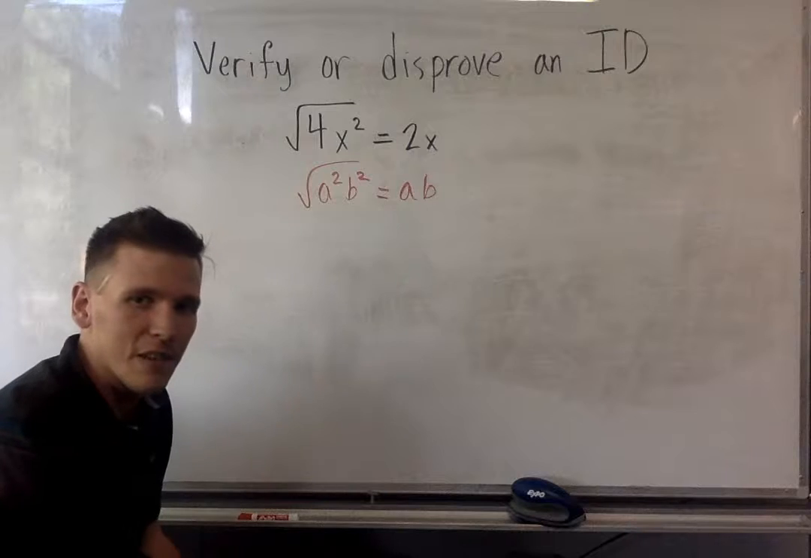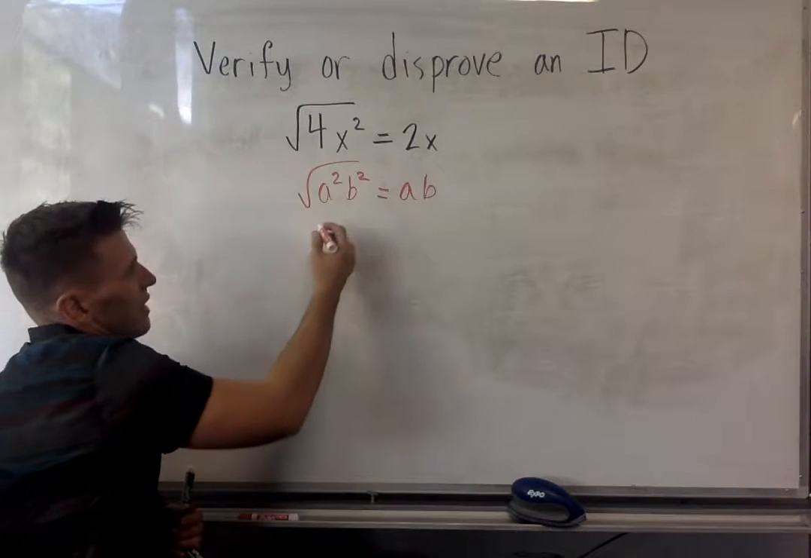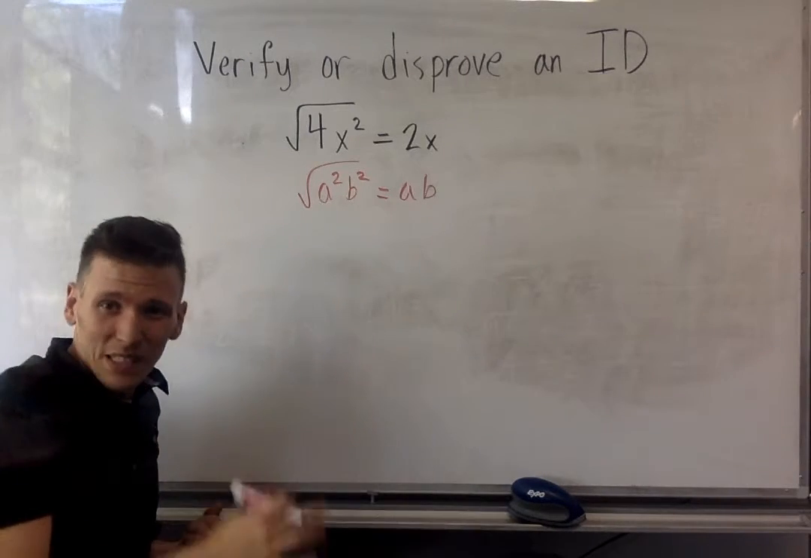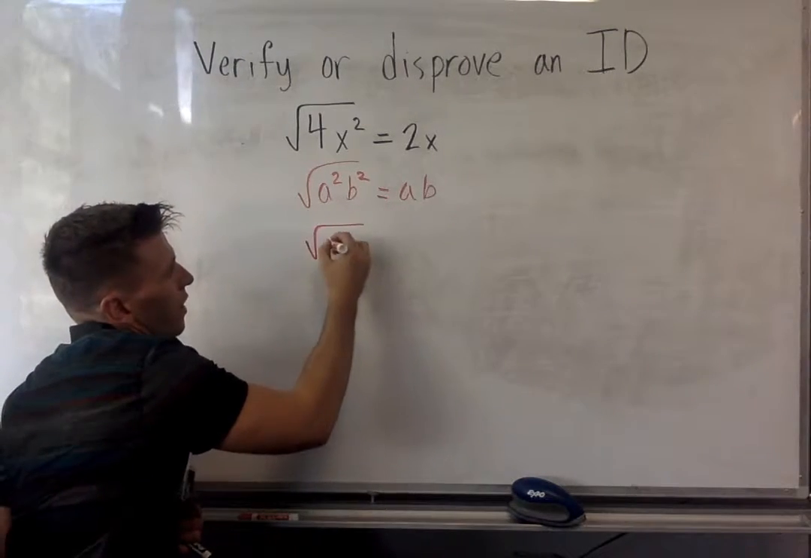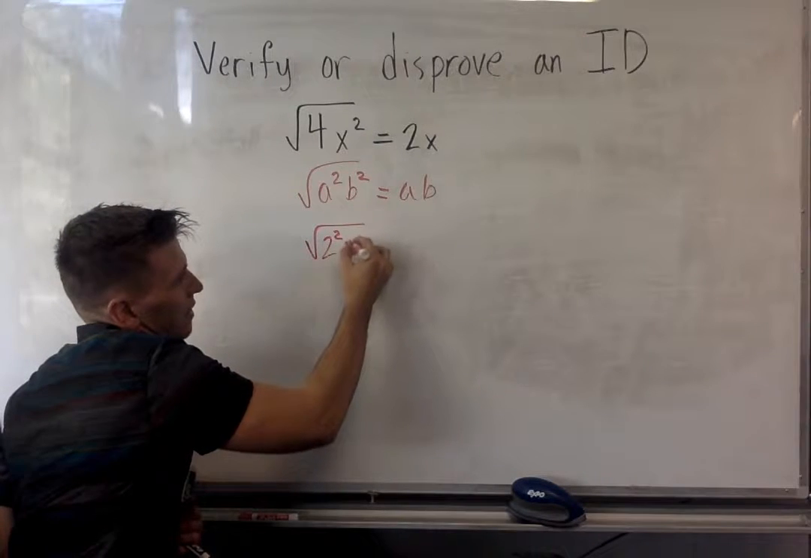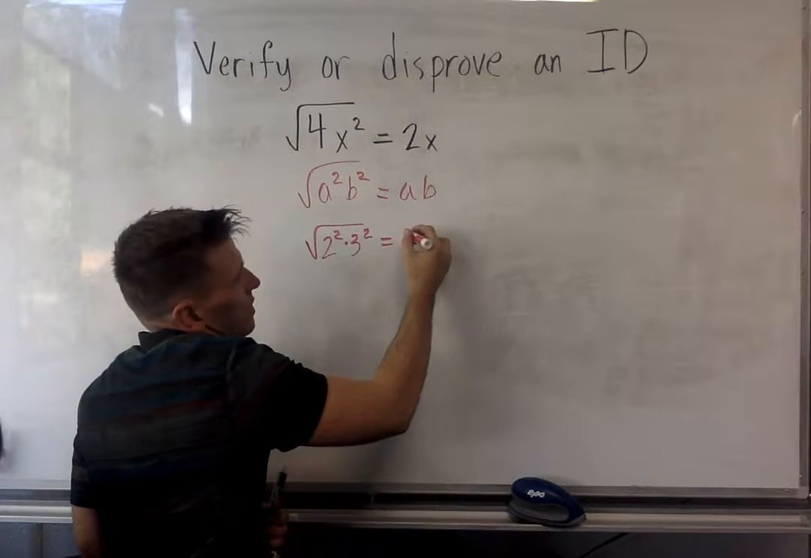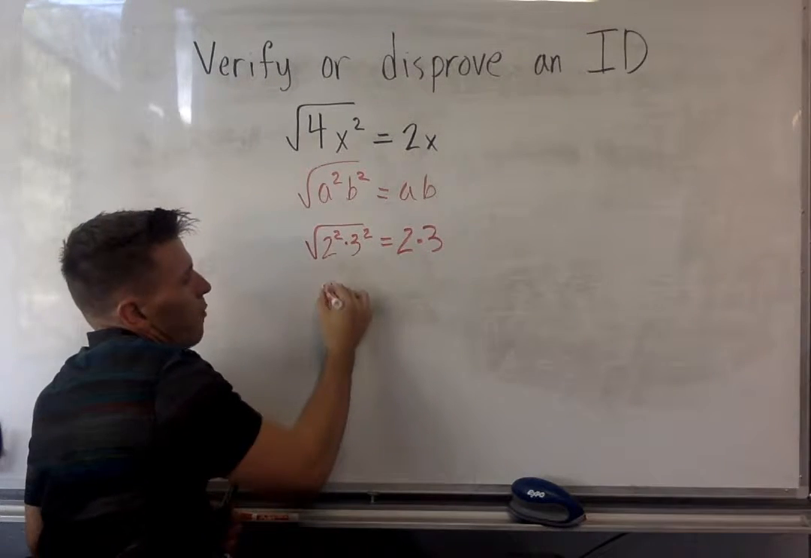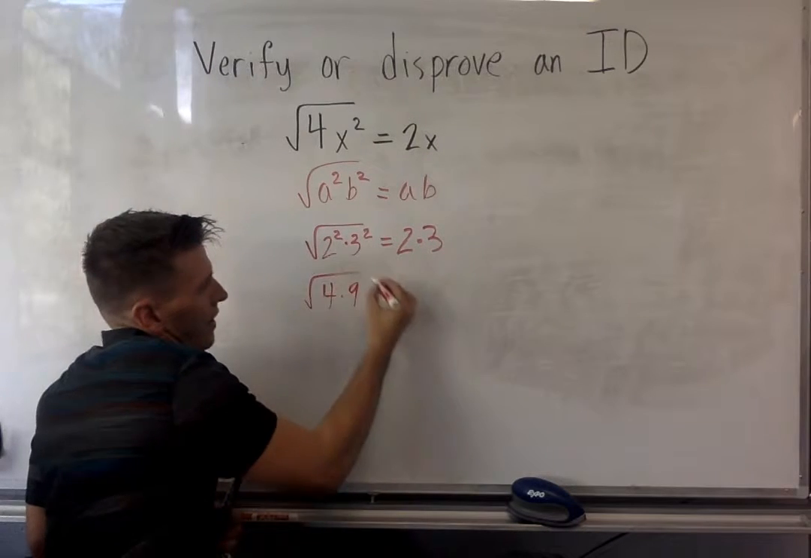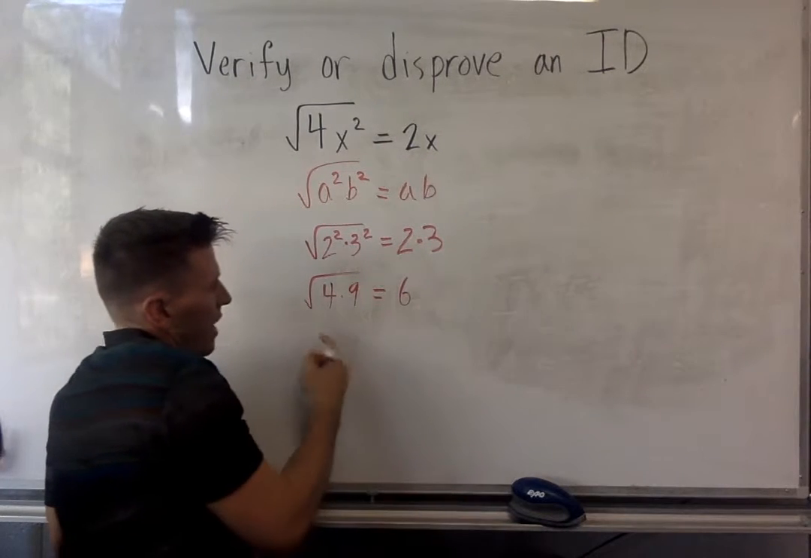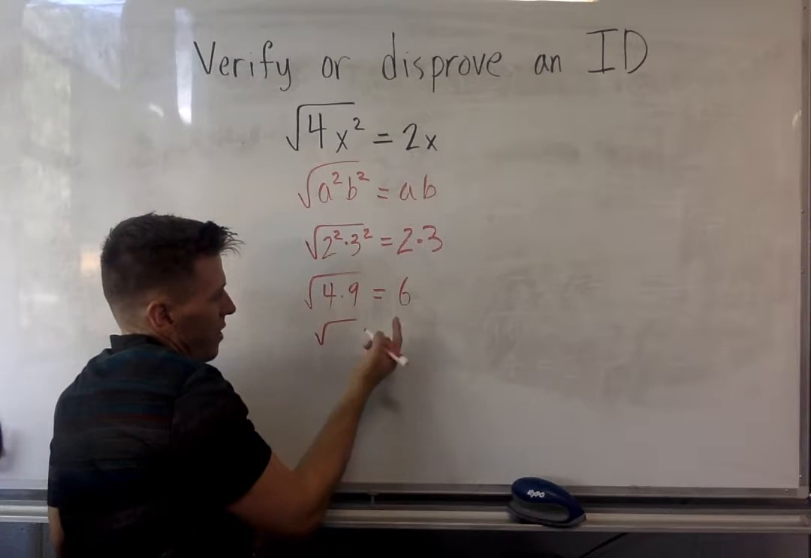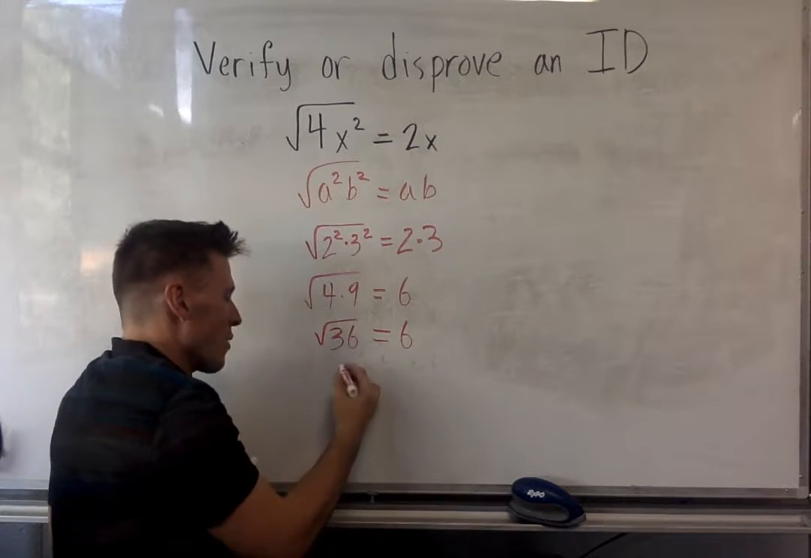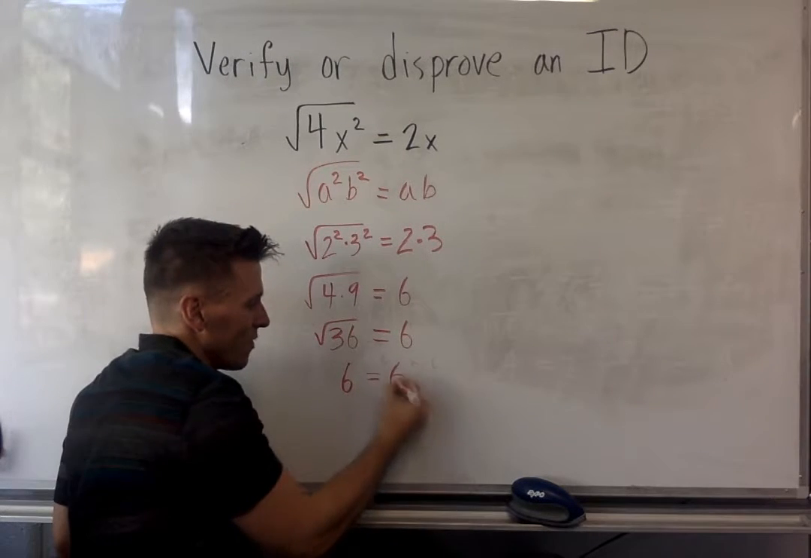Let's plug in some numbers and see if that actually holds true. So in this case, let's have a be equal to 2, since that was what it was in our original example, and b, why not 3? Let's keep it simple. So this becomes the square root of 2 squared times 3 squared, and that should be equal to the product of 2 times 3. So 2 squared is 4, times 3 squared is 9, and 2 times 3 is 6. And then on the left side, 4 times 9 is, well, 36, so the square root of 36 equals 6. And we already know the square root of 36 is 6, so 6 equals 6.